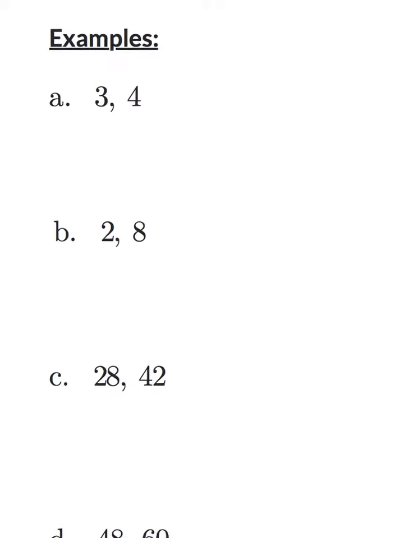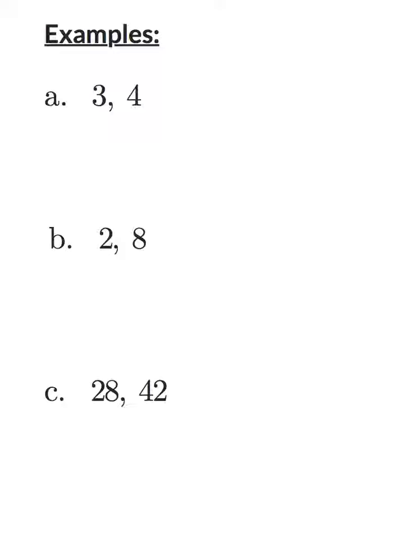If we start with A, 3 and 4, the first thing that I want to do is list out multiples of 3. So again, I want to take 3 and multiply it by progressive or successive numbers. So 3 times 1 is 3. 3 times 2 is 6. 3 times 3 is 9. 3 times 4 is 12. 3 times 5 is 15. 3 times 6 is 18. 3 times 7 is 21.